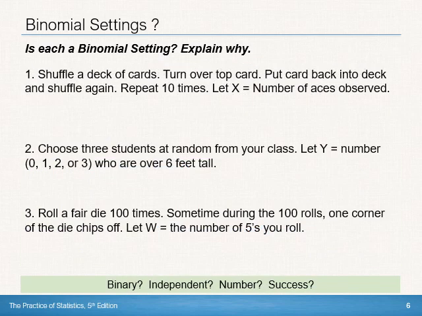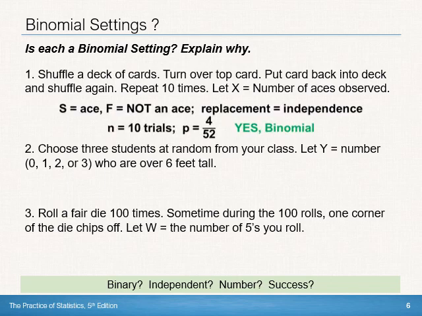All right, so we'll come back to that example, but let's practice a little bit with whether situations are a binomial setting. We shuffle a deck of cards and turn over the top card. Then we put that card back in the deck and shuffle again. We repeat this process 10 times, drawing 10 cards, one each time. We want X to be a random variable, the number of aces observed. So is X a binomial random variable? Is BINS satisfied?